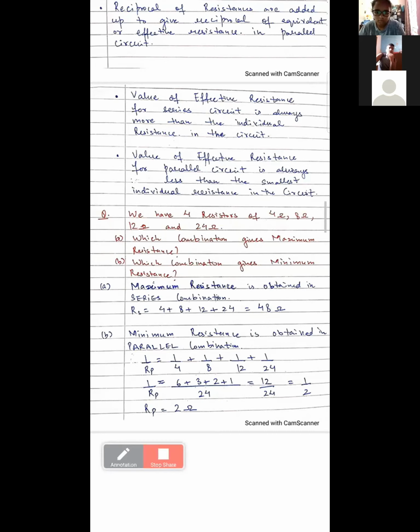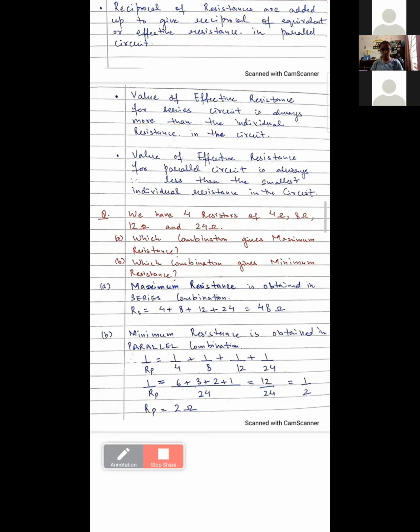Say all three resistances are 2 ohms, so 1 by 2, 1 by 2, 1 by 2. If we add them in the parallel circuit, we get 3 by 2. But the result is 1 upon R, so 1 upon R equals 3 by 2. So R will be 2 by 3. We have to reciprocate it at the last.